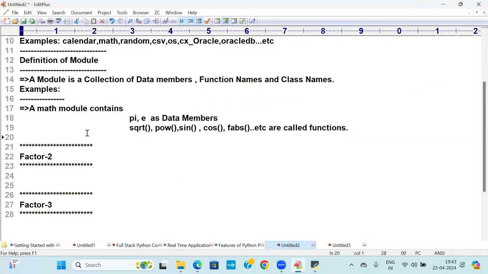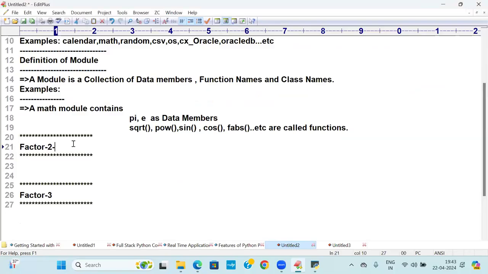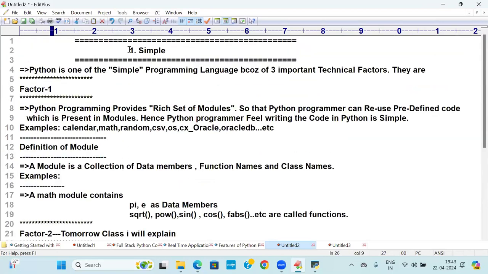Now factor number 2. Tomorrow class I will explain. Tomorrow class when I come back, I'll explain factor number 2 and factor number 3 so that this will be made as simple. Okay now?